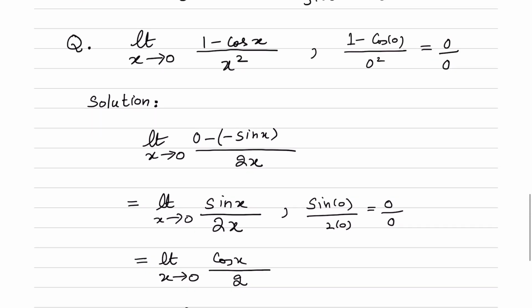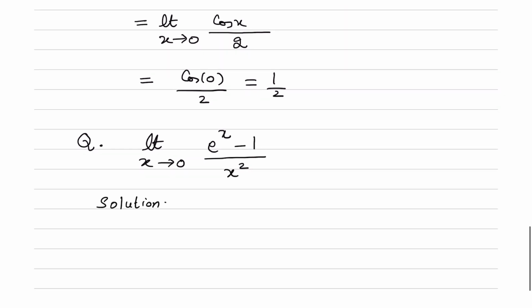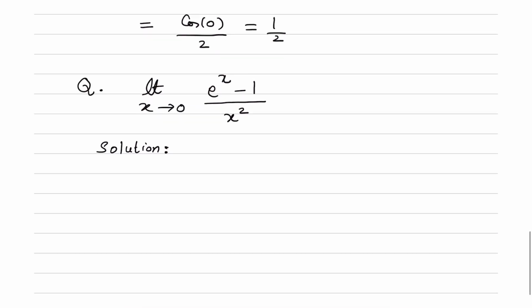So this is how we apply the L'Hopital rule to solve a question of limit. Let's solve another question. We have to find the limit as x approaches 0 of (e^x minus 1) over x square. Let's begin solving this question. So it's a limit question. A limit question begins by directly applying the limit. So we get the limit as x approaches 0 of (e^x minus 1) over x square.